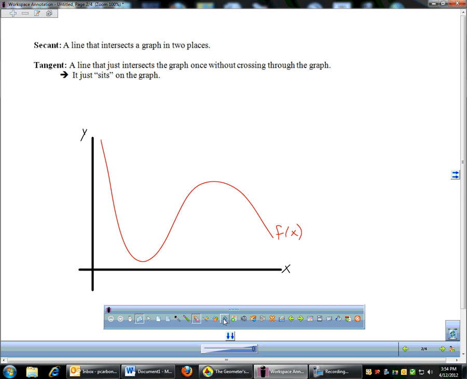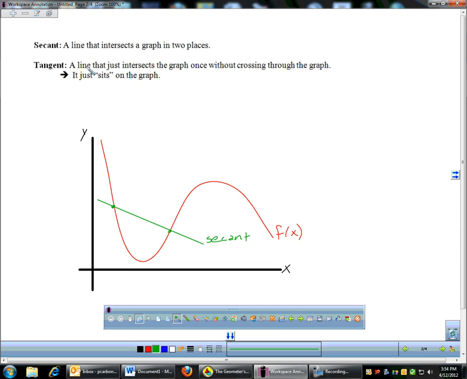And there are two lines that we're going to need to deal with in this section. The first one is a secant, and a secant is a line that actually intersects a graph in two places. So if this is my graph, a secant would be something like that. I intersect the curve twice, right there, and this is referred to as a secant.